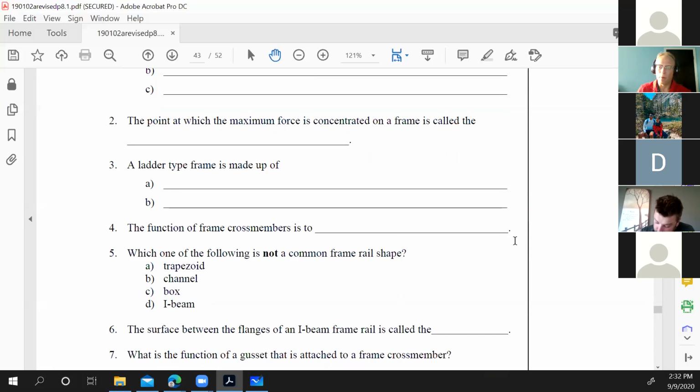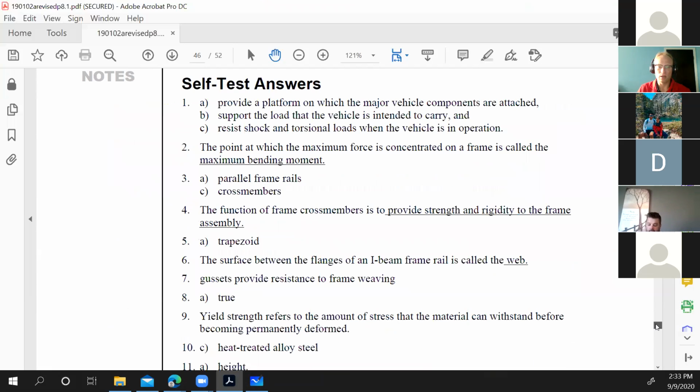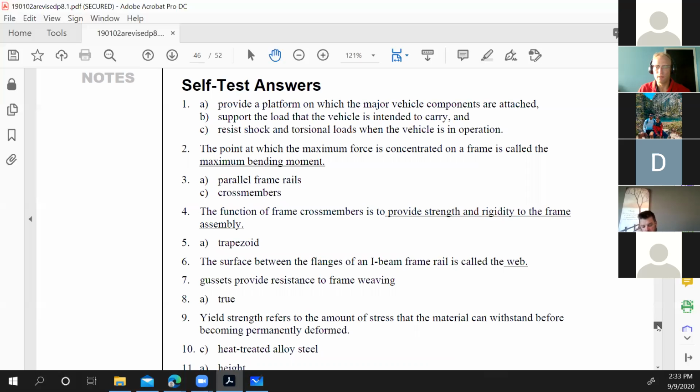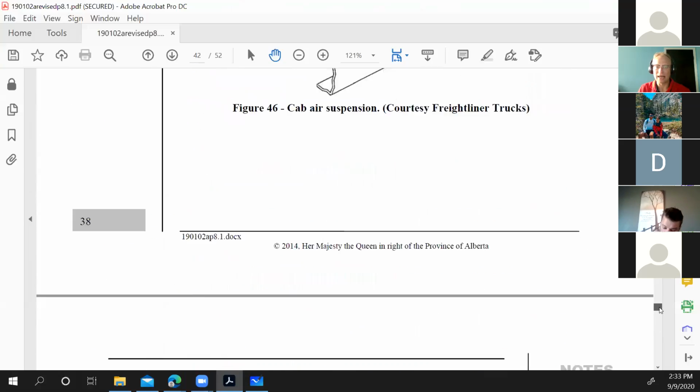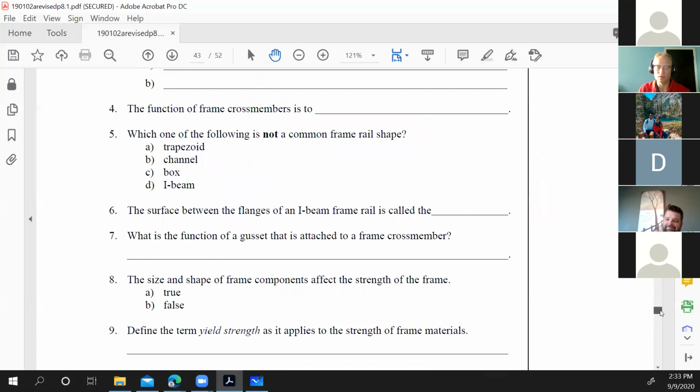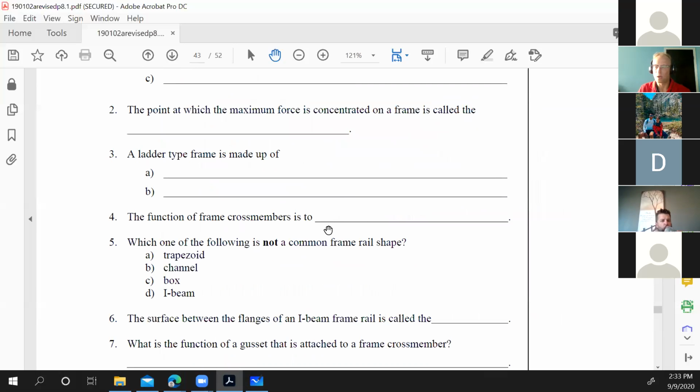What is the purpose of a cross member? To prevent sway. Is that how they say it? I think that it's going to talk about provide strength and rigidity to the frame. Okay. So it's to make sure that the frame is rigid and strong. That's why you have cross members, to stiffen up the frame.